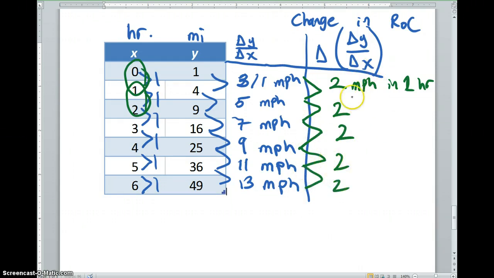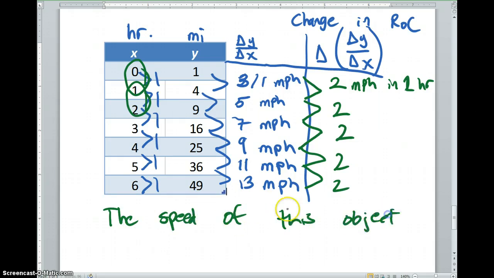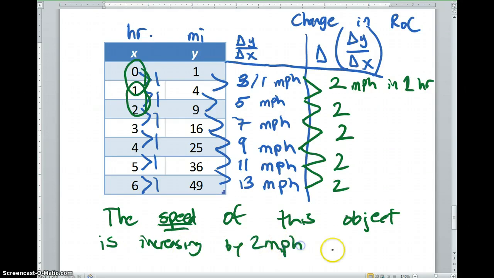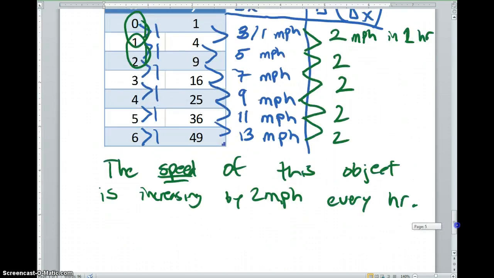So what's my conclusion about the fact that all of these are constant 2's? Well, my conclusion is that the speed of this object is increasing. So the speed, the slope, is increasing by 2 miles per hour every hour. That's the conclusion we can draw about that situation.